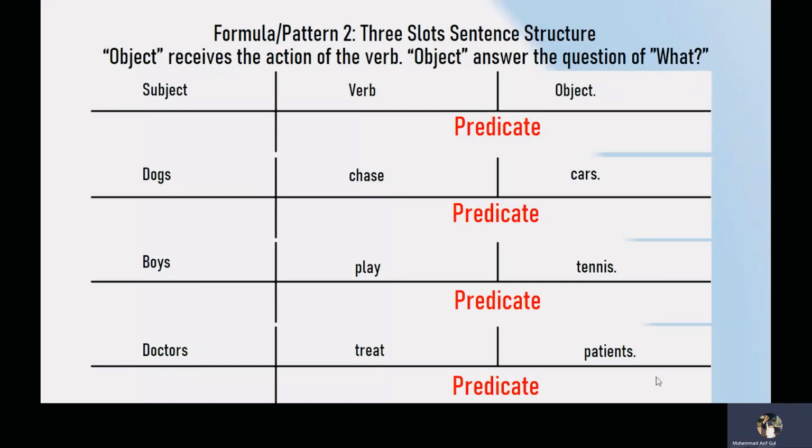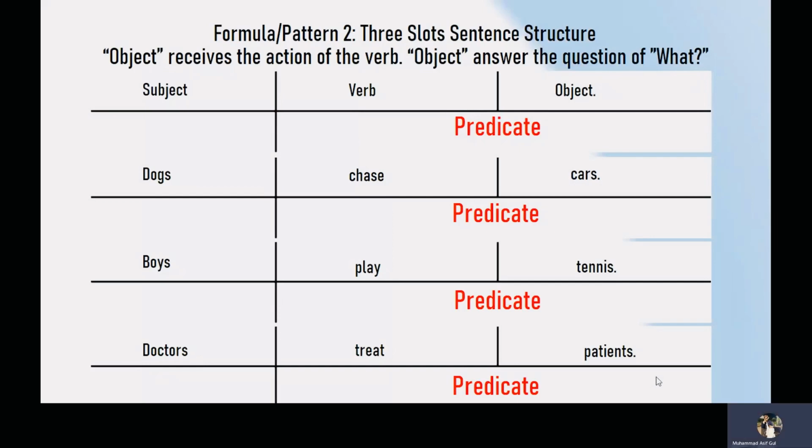So the object answers the question of what. See the next sentence: Boys play tennis. What do boys play? Stress on what. The object answers the question of what. They play tennis. So tennis is the object. Similarly, the third sentence: Doctors treat patients. What do doctors treat? They treat patients. So patients is the object. An object receives the action of the verb.